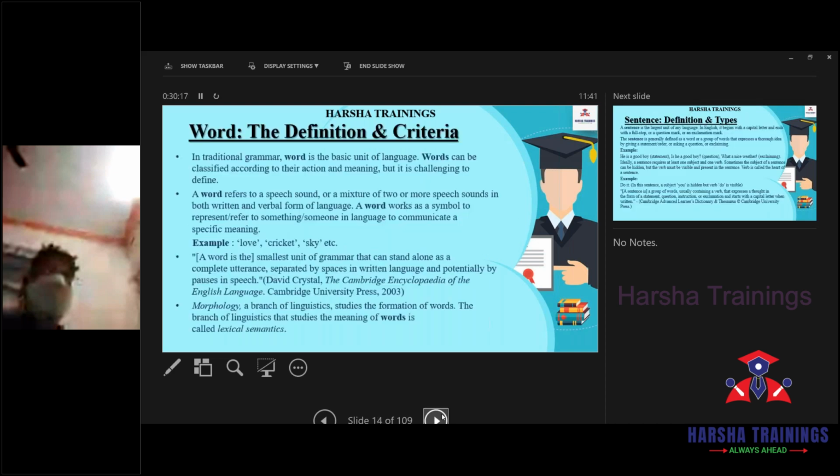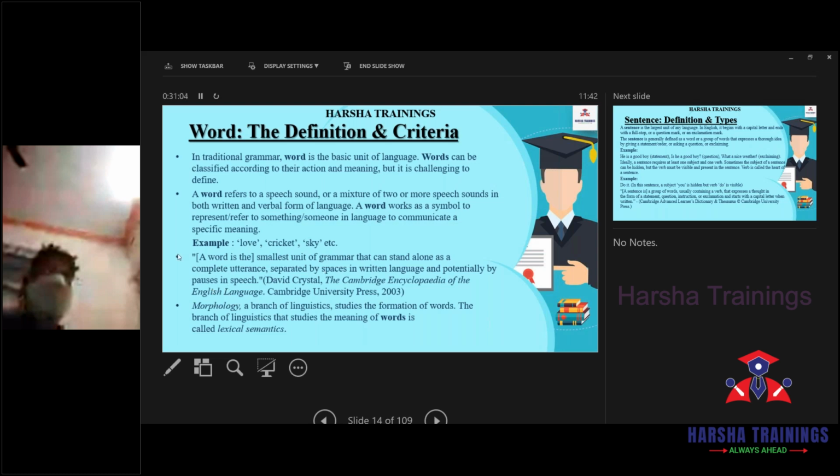So a word is a combination of 2 or more speech sounds or syllables, which can be both written and verbal. Verbal is saying, speaking. Written is non-verbal. Now a word works as a symbol to represent or refer to something in a language, to communicate. Everybody agrees with me? A word is used to express or communicate whatever we want to say. Now there's no need to go into more detail.